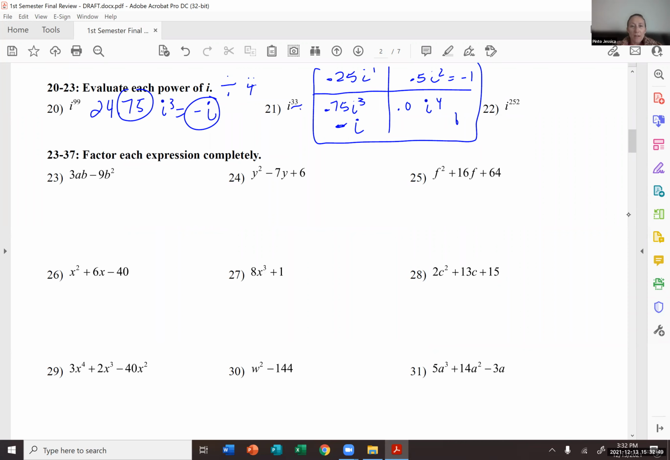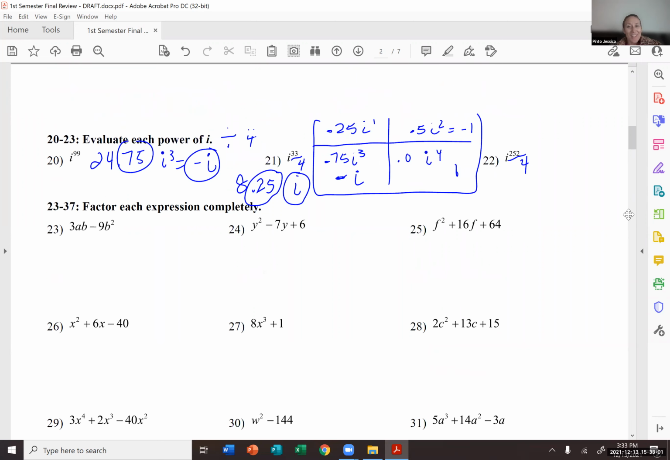So when I take 33 and divide it by 4, I get 8.25. And so that's going to be i. 252 divided by 4, it goes in evenly, what is it? 63. There's no remainder. So that's just 1. Which is pretty cool. That kind of makes sense. It went in evenly because there's no remainder.